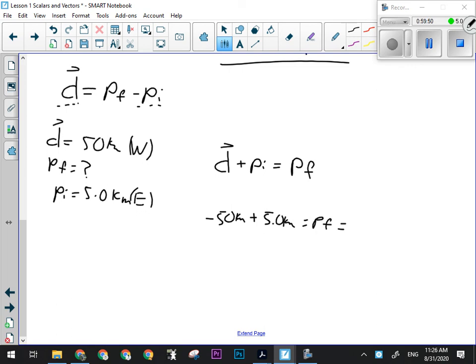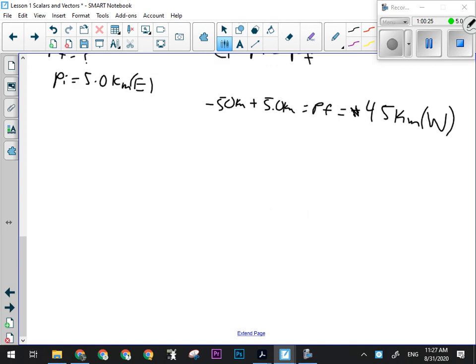So my final position is negative 45 kilometers, but I don't want to leave it that way because the question didn't give me negative, it gave me east and west. Negative represents west. So my final position is 45 kilometers west, which makes sense. If I displace myself 50 kilometers west, but started out 5 kilometers east of something else, I'm going to be 45 kilometers west of that something after I move 50 kilometers.